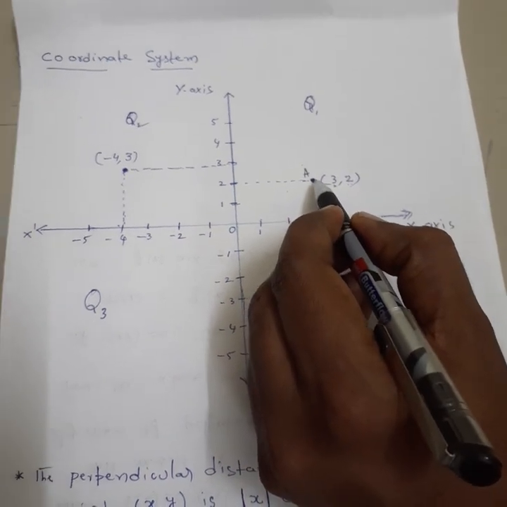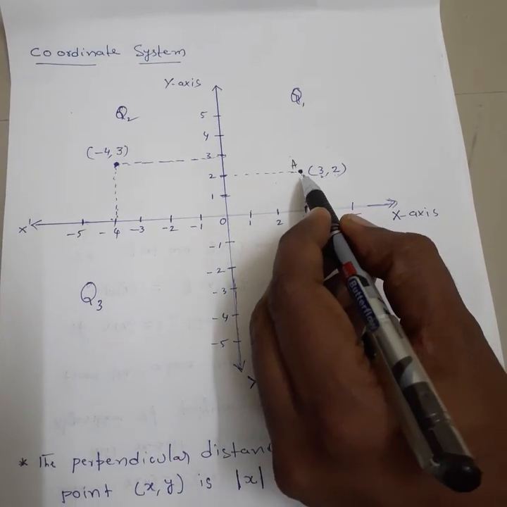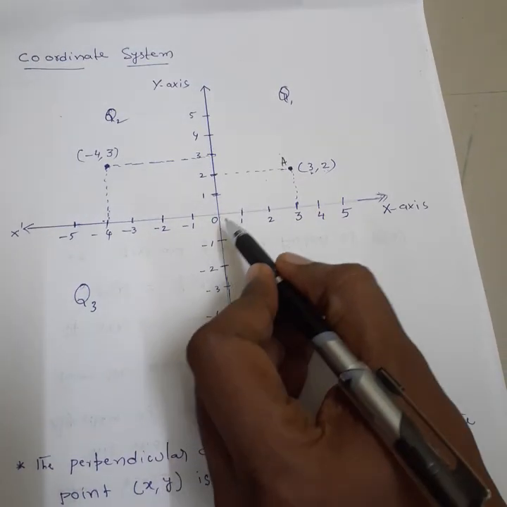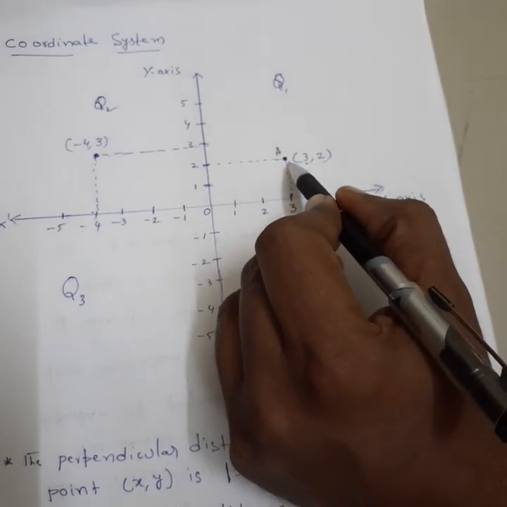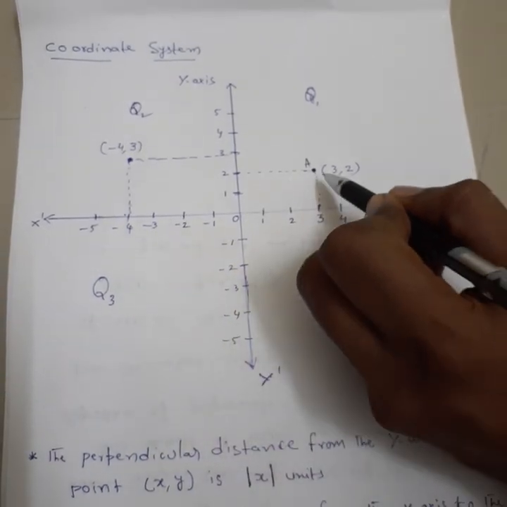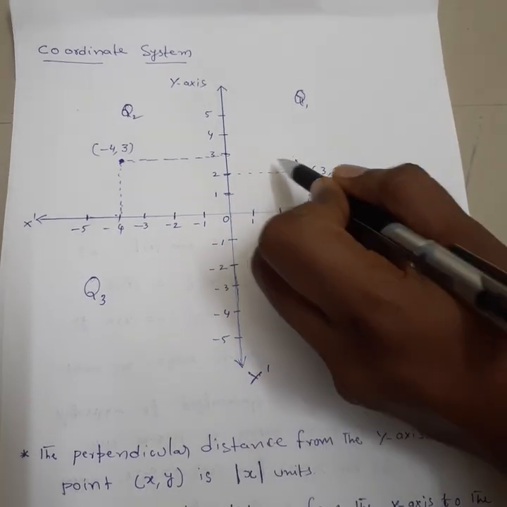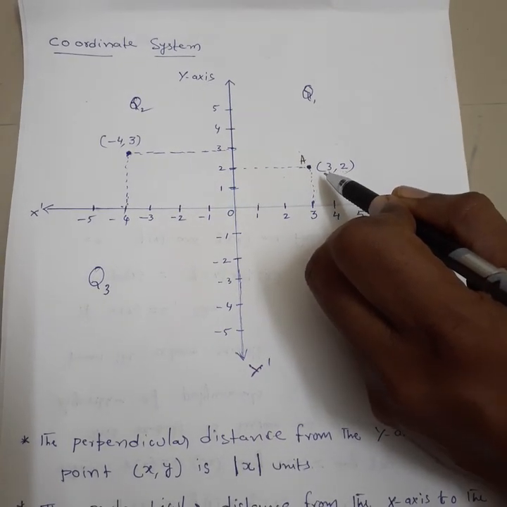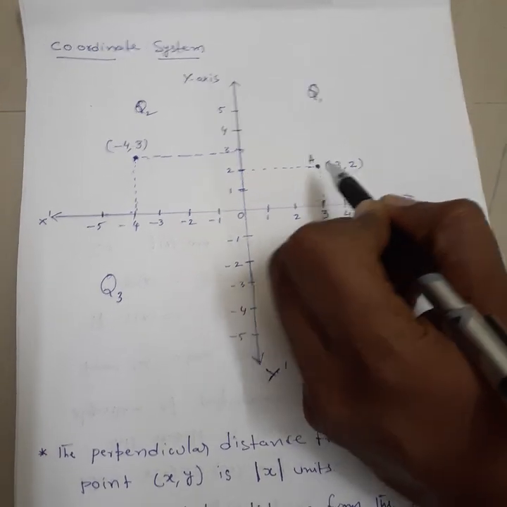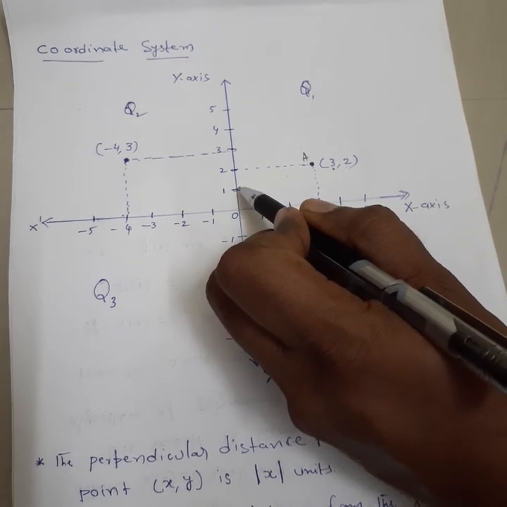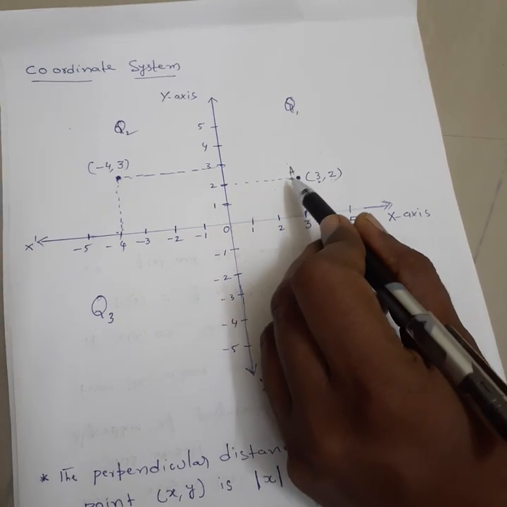Suppose you take a point A. This point A is 3 units away from the y-axis, and the same point, if you observe, is 2 units away from the x-axis. Now we can write the point as (3, 2), where this 3 is the distance from the y-axis to this point, and this 2 is the distance from the x-axis to this point.